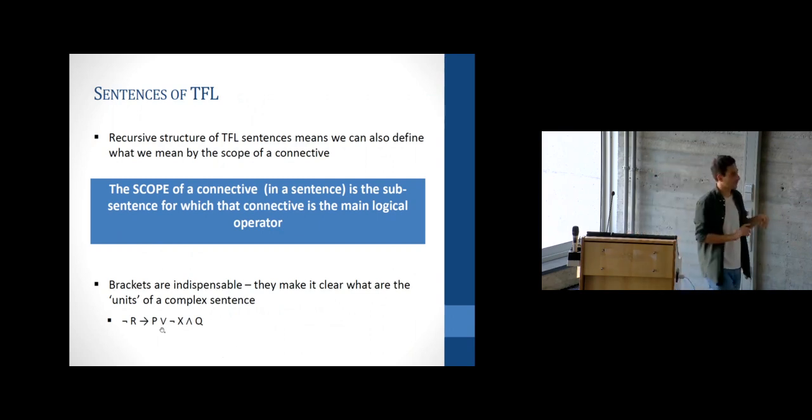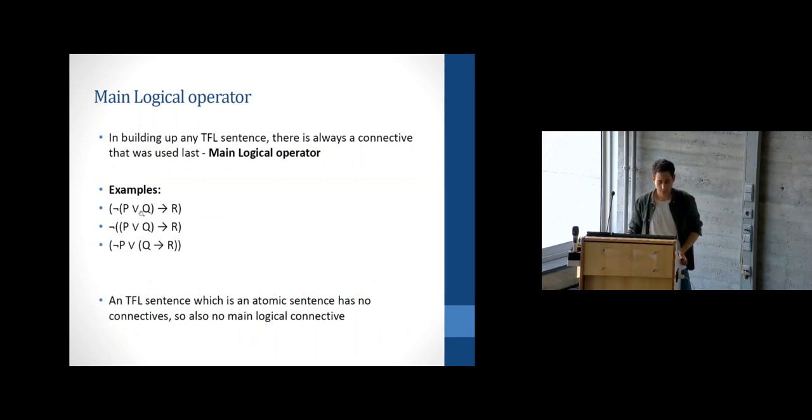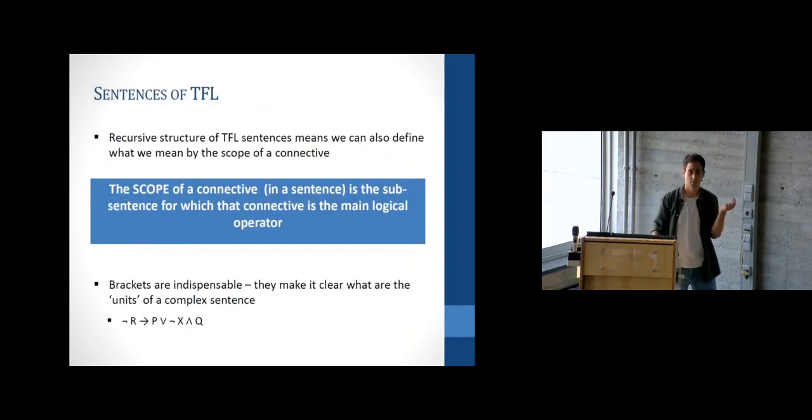Because you can ask yourself, what is the main logical operator here? And you don't know, because you cannot tell what was the last rule that was used. Compare that again to here, where the parentheses help you understand: I used the conditional with R and this expression to get there. Okay, this is why brackets are so important in propositional logic. They act as our punctuation marks to read the sentence.